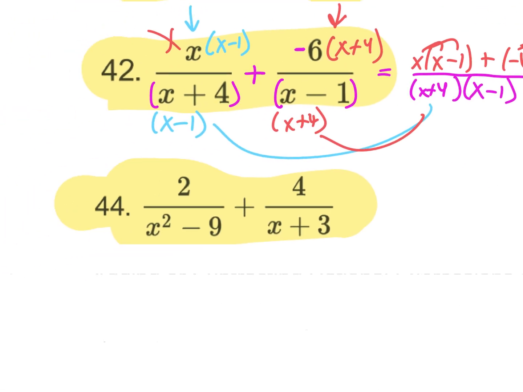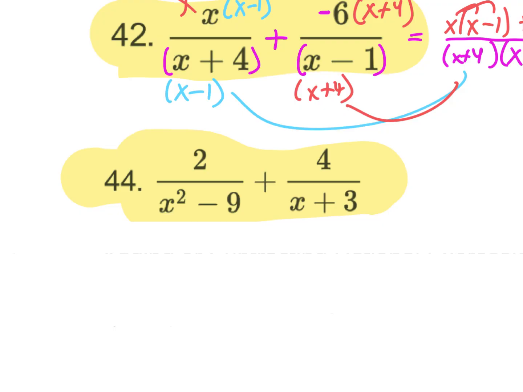All right, last question. I have two denominators that are not exactly the same. What should I do with x squared minus 9 before I start to get a common denominator? You should simplify it. Always, always, always simplify. What does x squared minus 9 simplify to? X plus 3 and x minus 3, okay?